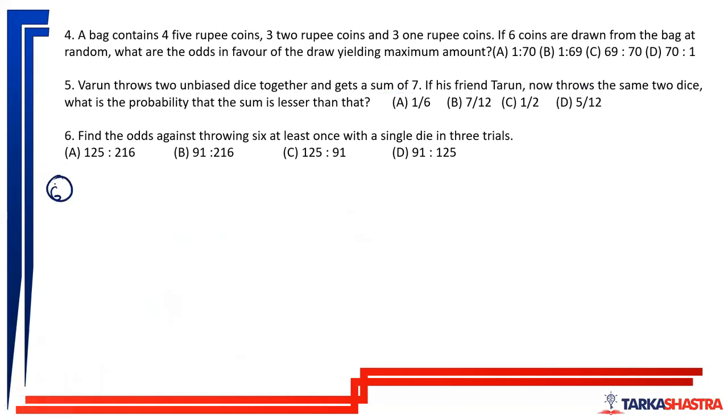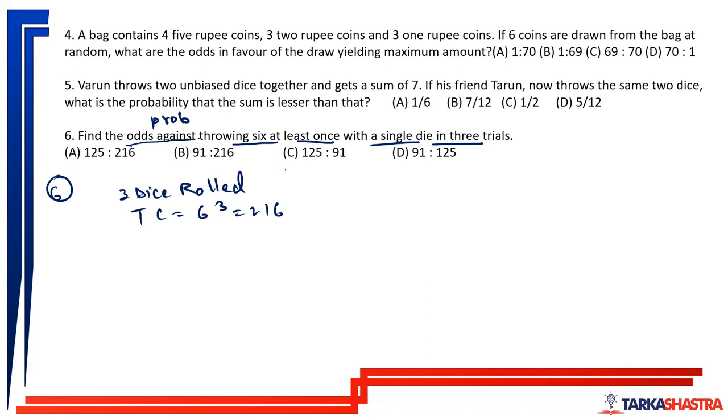Find the odds against throwing 6 at least once with a single die in 3 tries. Let us find the probability of throwing 6 at least once with a single die in 3 tries. I mean, a single die is rolled 3 times. It is nothing but 3 dice are rolled. So total cases will be 6 raised to 3, that is 216.